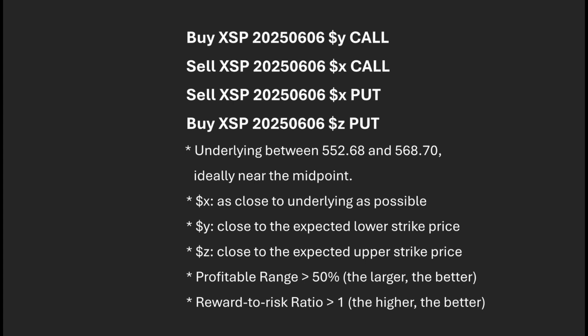To meet the second through sixth starred criteria, we use our member-exclusive tool, Giga Certainty Position Manager. Strike $X should be near the current underlying price, $Y near the expected lower strike, and $Z near the expected upper strike. The profitable range must exceed 50%, and the reward-to-risk ratio must be greater than 1, the higher, the better. We'll now demonstrate this process using both the Giga Certainty Position Manager and Interactive Brokers Option Trader.